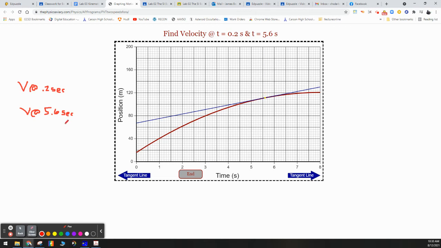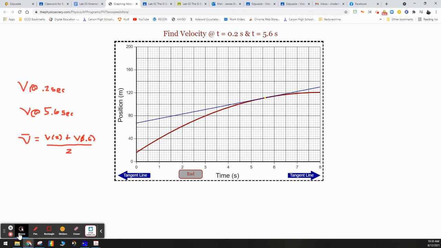Then it says, what's the average velocity between these two points? The average velocity is basically the velocity at 0.2 seconds plus the velocity at 5.6 seconds, and I'm just going to divide it by 2. So that would be the average.